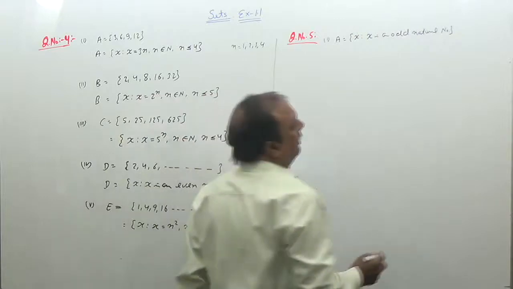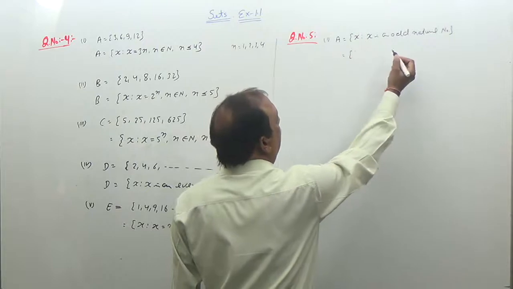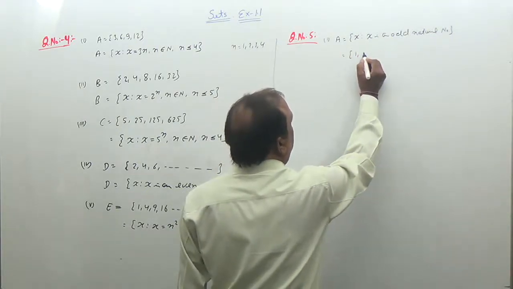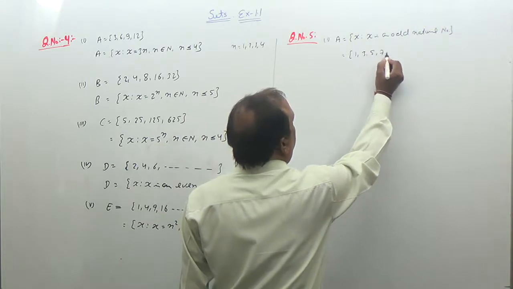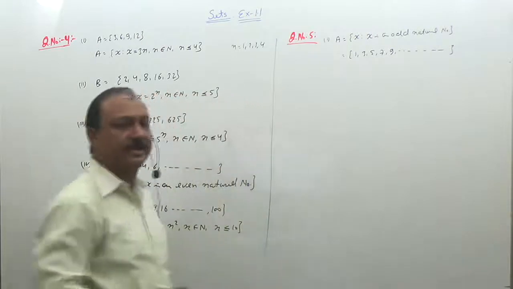We want to write it down in the roster form, that is, we want to show each element separately in the set. So the odd natural numbers are 1, 3, 5, 7, 9 and so on. This is an infinite set.